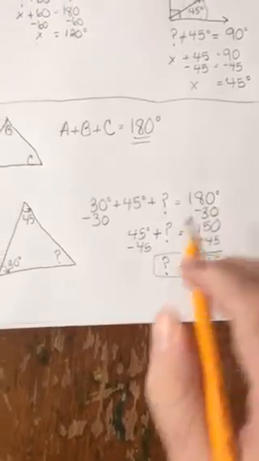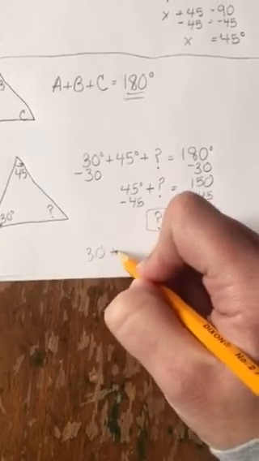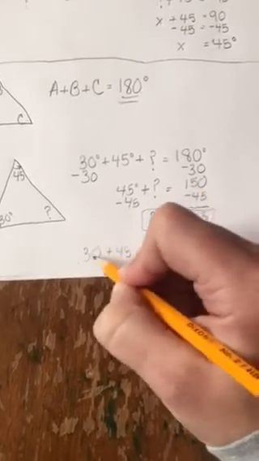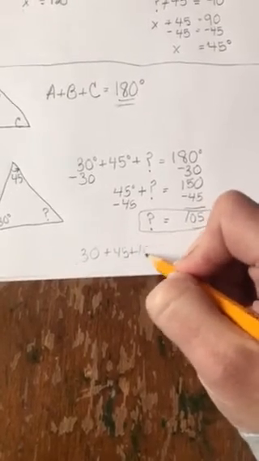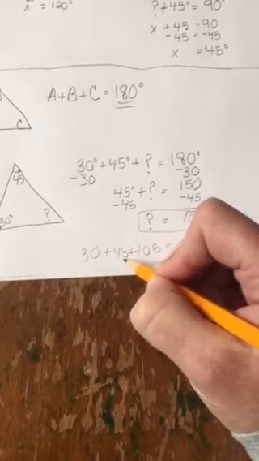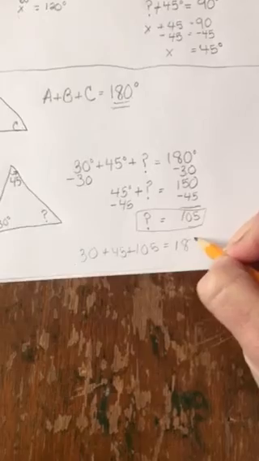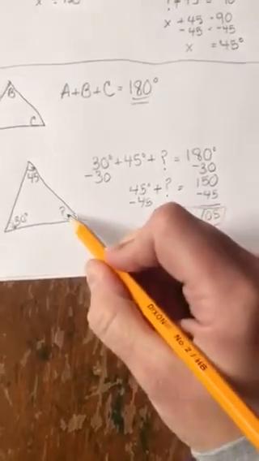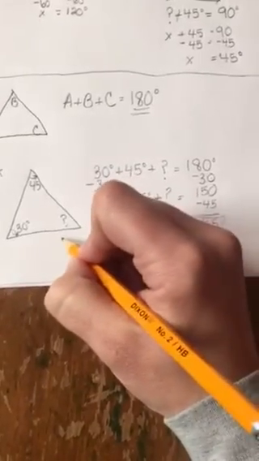Let's make sure that's correct. So we have 30 plus 45. 30 plus 45 is 75, plus 105. So I have 75 plus 105. That gives me 180. So this unknown angle here is 105 degrees.